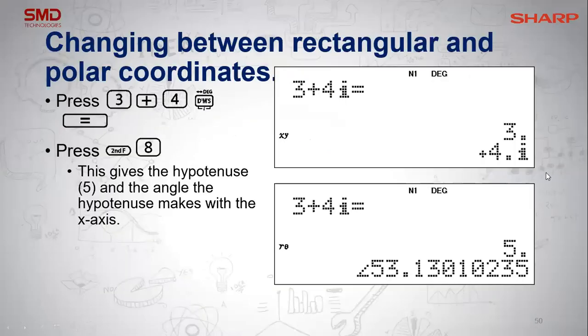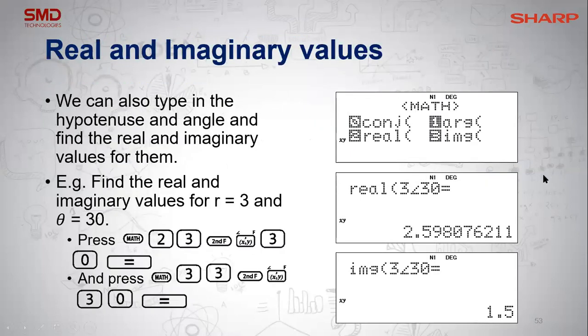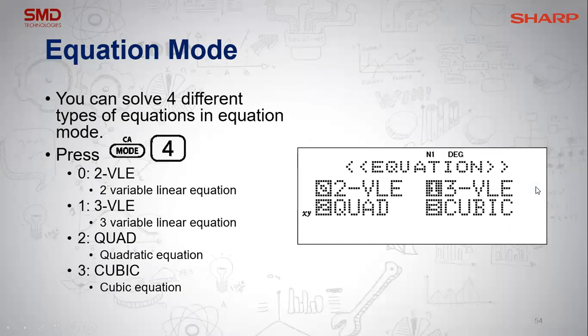Okay, so that's that one. All right, and then of course, if you want to change between real and imaginary values, you've got those options on your menu as well. So if you wanted to use real, you just press 2. If you wanted the imaginary value, then you would press 3, and so on. Really simple and easy to use.